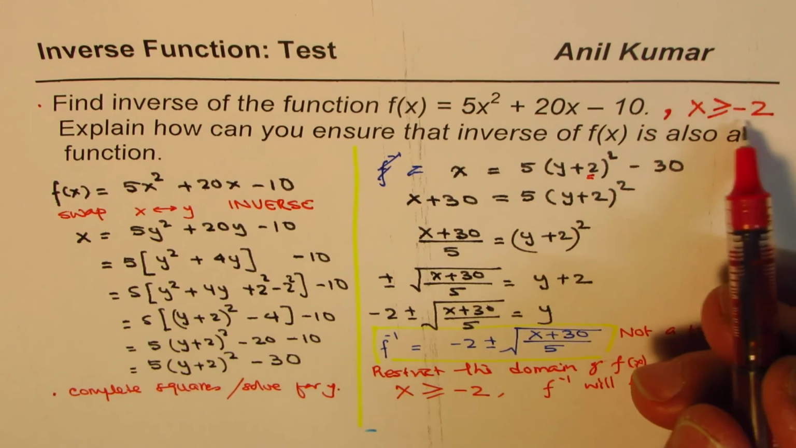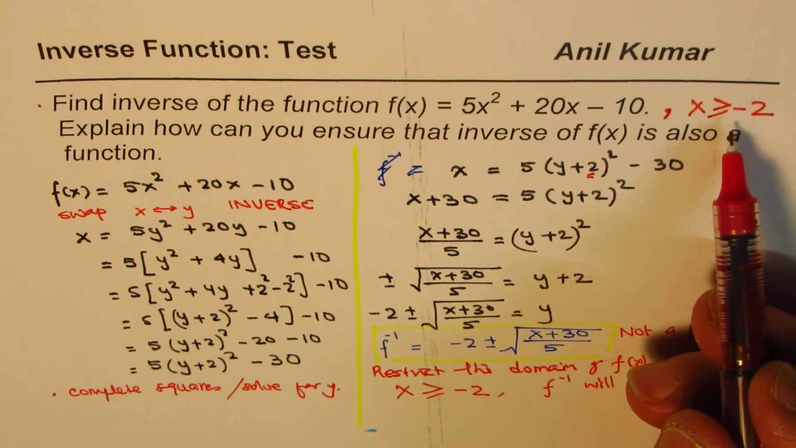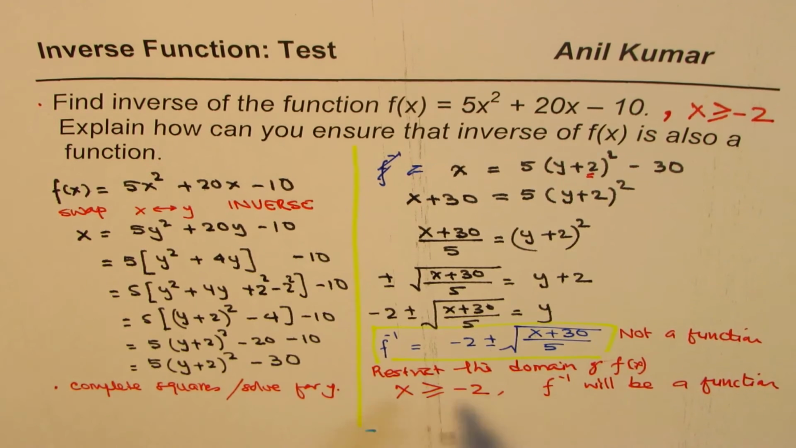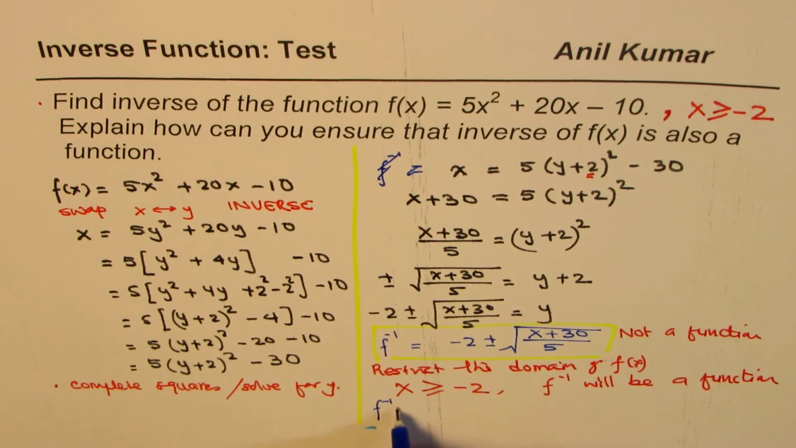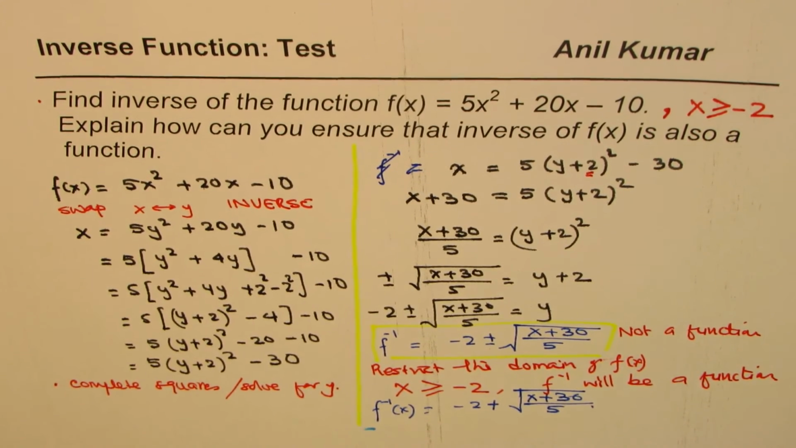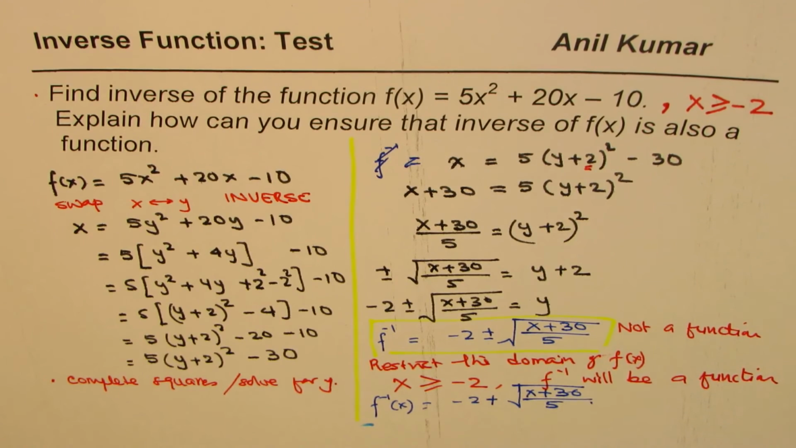Well, you could have done less than minus 2 also. That will also ensure it, but that will be with the negative value. In that case, the inverse of the function will be, let me write, x this time, will be minus 2. Since we took greater than, we'll take the positive value, plus the square root of x plus 30 divided by 5. So that becomes the restricted function. So one arm of the parabola.